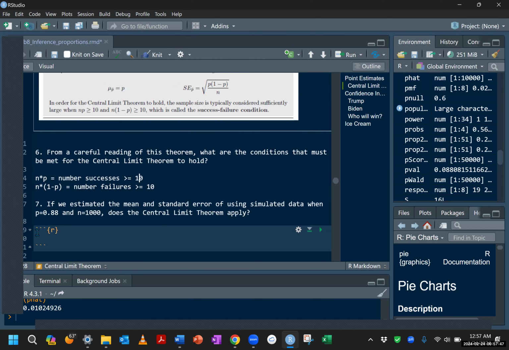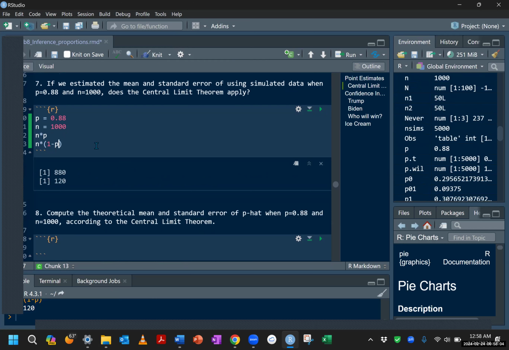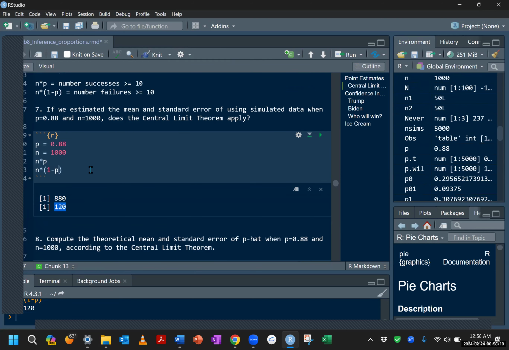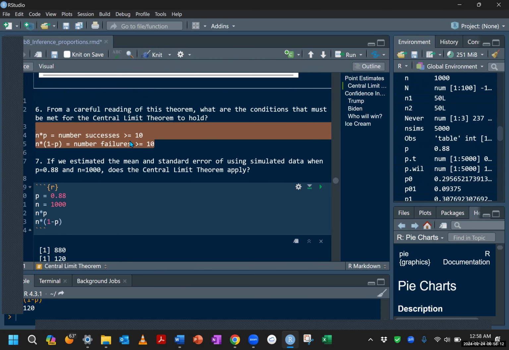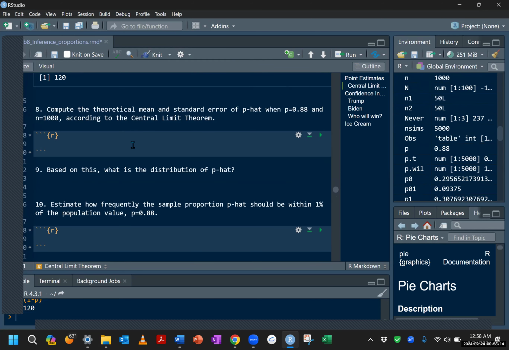So when we did this, p was 0.88, n was 100,000, n times p, and n times 1 minus p. This is the number of successes and the number of failures in my sample. Turns out, yeah, they're big enough. We got a really big sample. So that's just something we check when we're doing our inference.